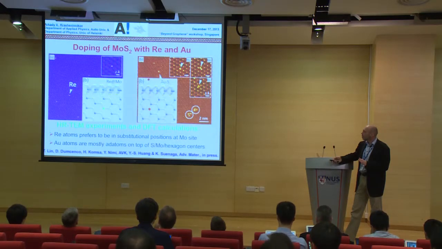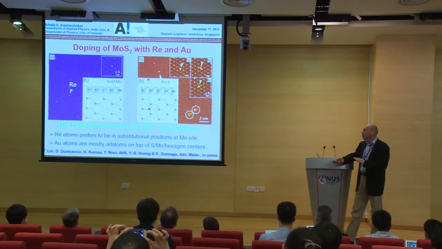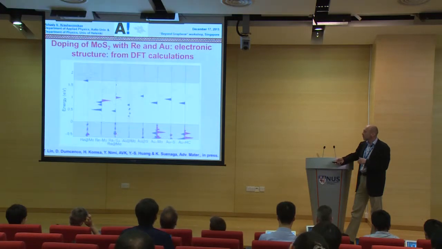And this is gold, but gold atoms prefer to be on top of molybdenum of the sample. They are more mobile, and they tend to agglomerate. As for electronic structure, rhenium clearly gives rise to N-type doping. You see this stays over there.